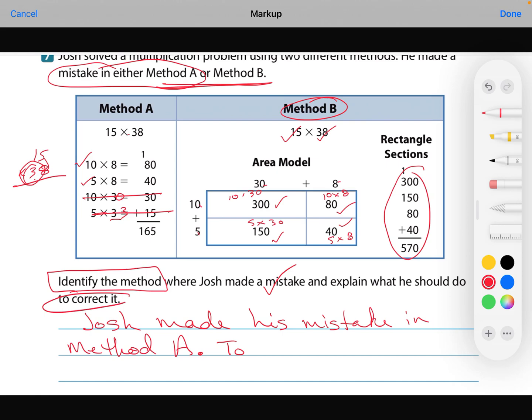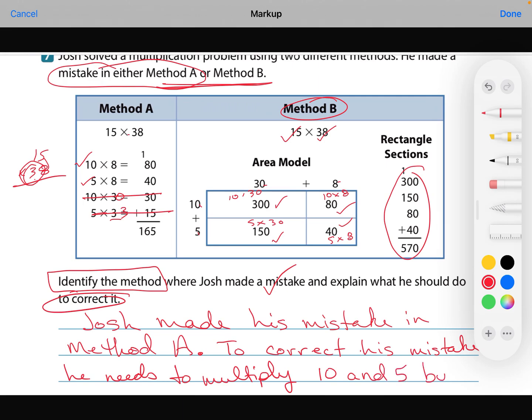To correct, so I'm going to restate, use my writing skills. To correct his mistake, try to avoid using things like "it" when you're doing detailed descriptions. To correct his mistake, he needs to multiply 10 and 5 by 30. Okay, I ran out of room. I should also say that he's going to re-add as well. All right, so that's the end of the main part.